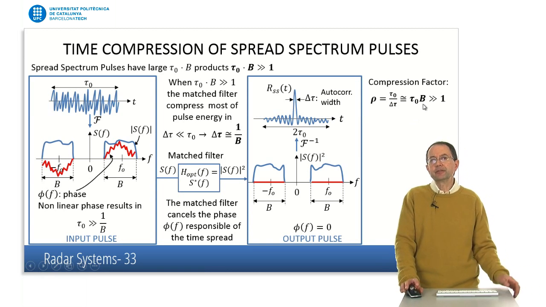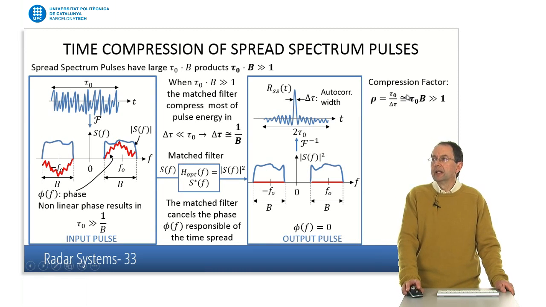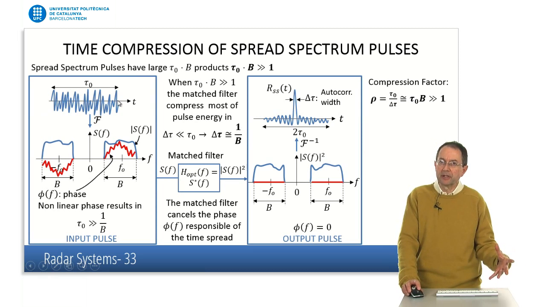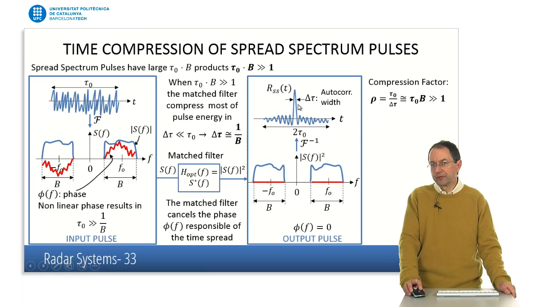And that's interesting to be used in radar. Why? Because the energy increases with the duration of the pulse. So in radar it can be interesting to use a long pulse in order to have a very high energy. But the space resolution actually depends on the width of the output of the match filter, and that's not the original duration of the pulse. That's this delta tau parameter.